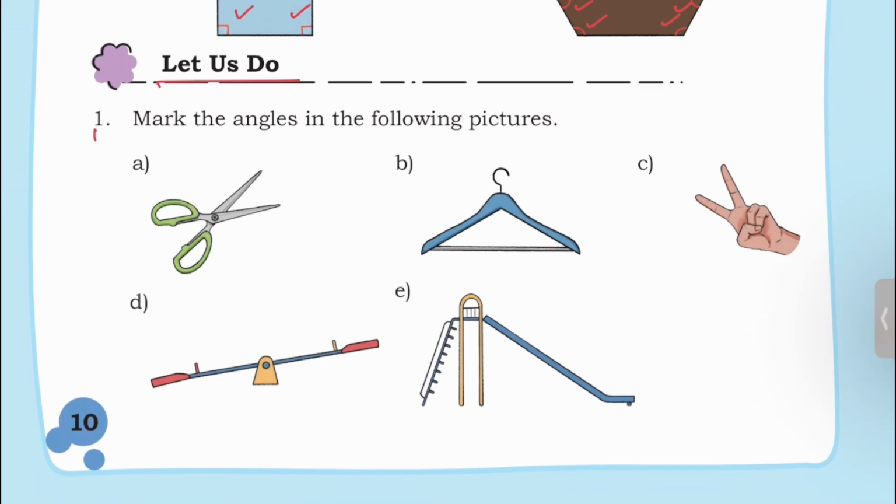Let us do. 1. Mark the angles in the following pictures. Angles in the first picture 1, 2, 3, 4. In the second one 1, 2, 3. In third 1. In fourth 1 and 2. In fifth 1, 2, 3, 4, 5. If you count this one then 6 and 7.